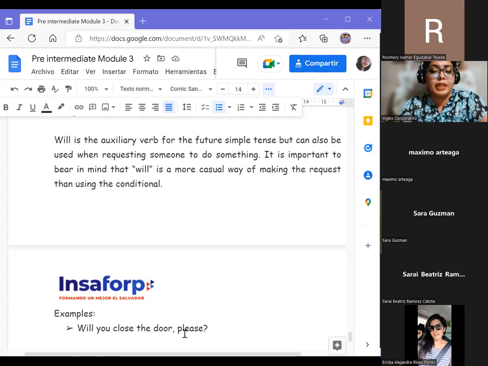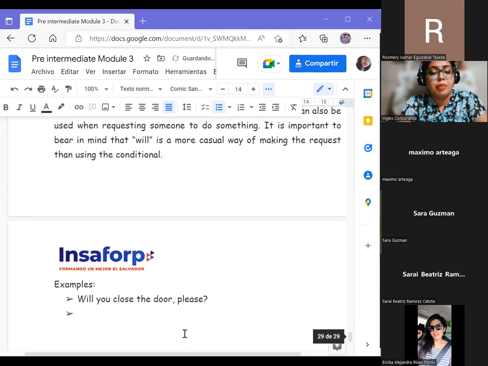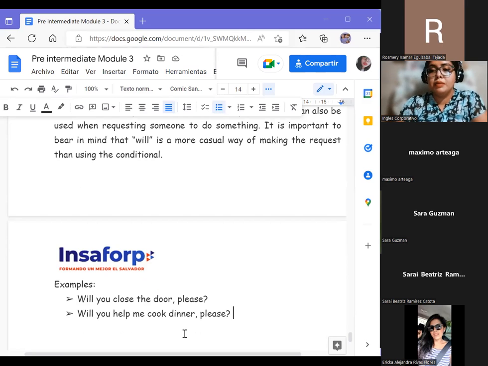Will you close the door, please? Then we have another example, and it says, will you help me cook dinner, please? So in that case, we are asking for help making something. Then we have another example, and it says, will he do his homework before we go out, please?